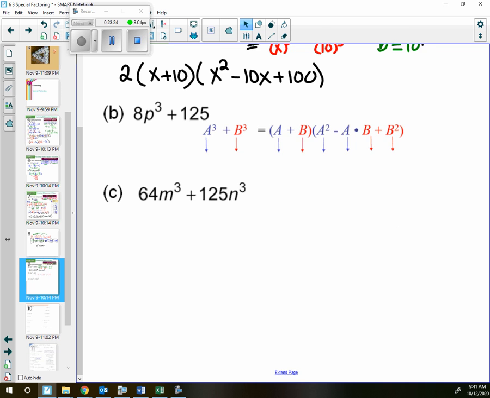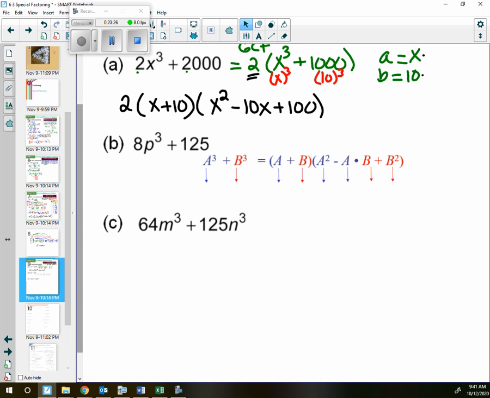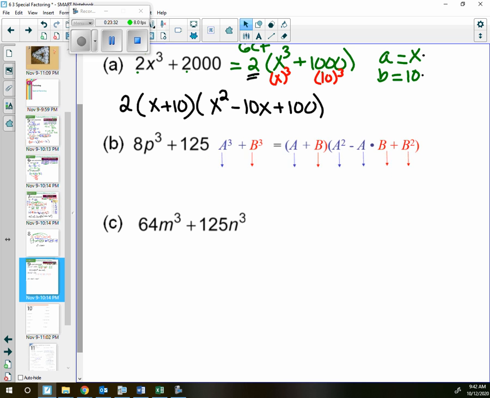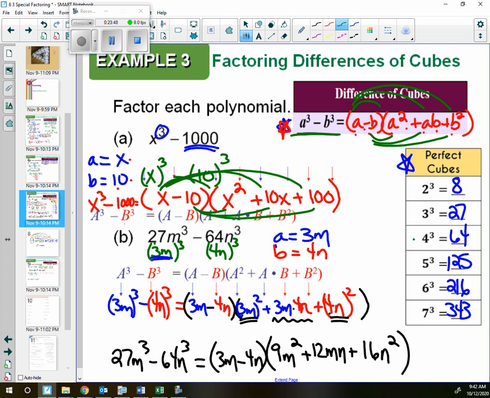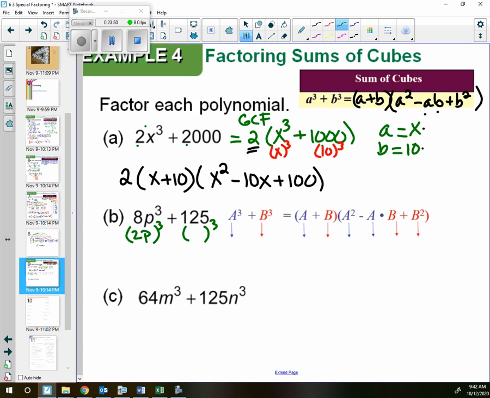All right, so let's take a look at this letter B. So I want to see if these are perfect cubes or not, and sometimes it's helpful. Some people like to look at that format, so I'll try that on this one if that's helpful. Is this a perfect cube? 8 for sure, so that's 8 or 2p being cubed. Is 125 a perfect cube? So look back on your chart here, 125. Oh, yep, sure is. That's a 5. So that's going to be a 5 cubed. So it's definitely a sum of cubes.